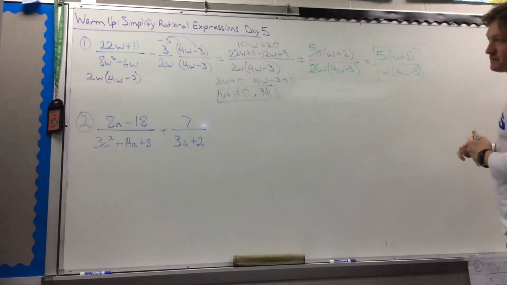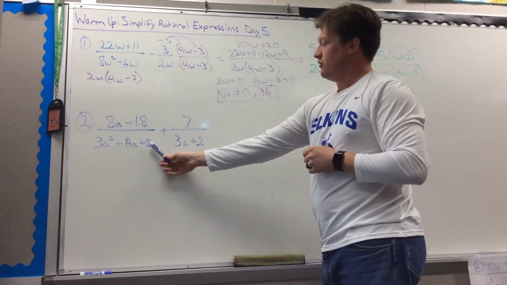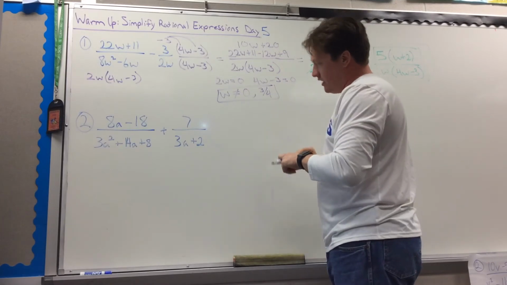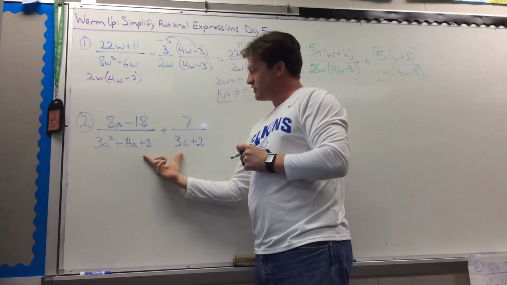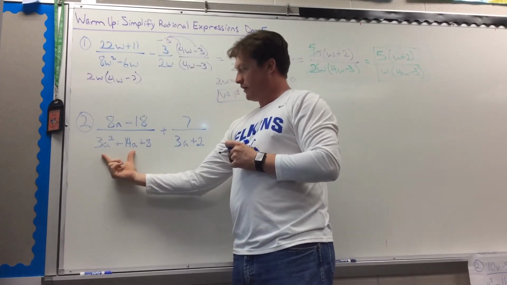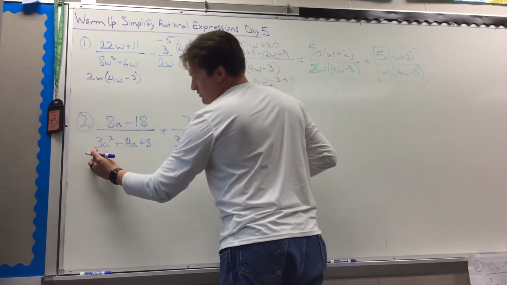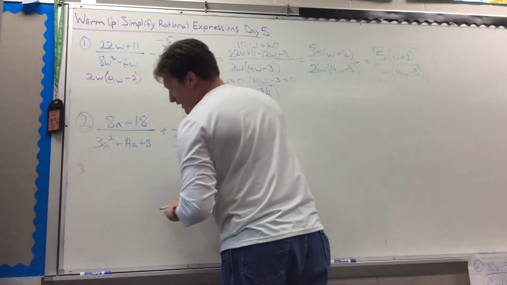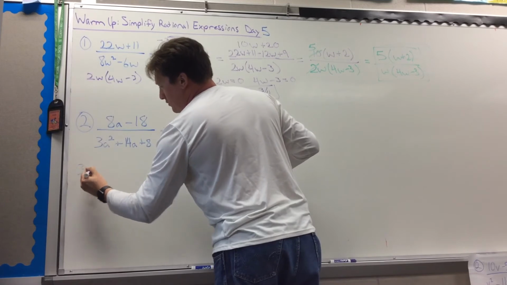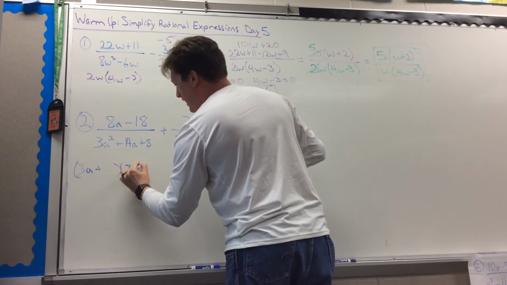The next question, we have 8a minus 18 over this polynomial, and we're adding it to 7 over 3a plus 2. What I like about these two parts is that this might be a factor of what I'm looking for over here. So if I get to that, that means I might be on the right track. So I'm going to take this 3a, write it out twice. I write it out twice to let me know that I've got to get rid of one of them. So I've got 3a plus, plus, 3a.